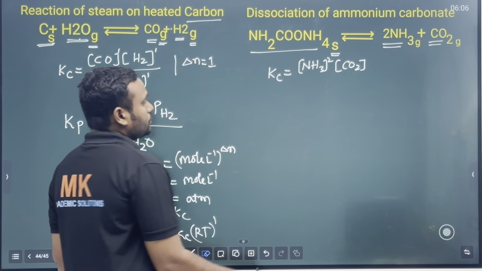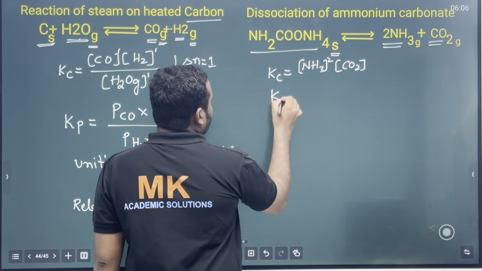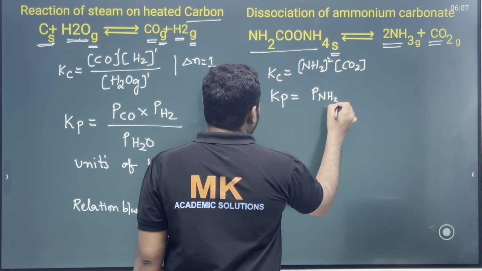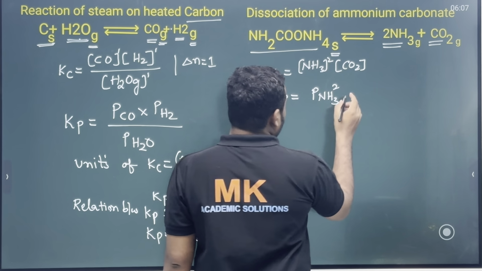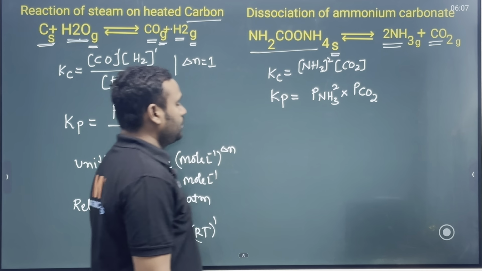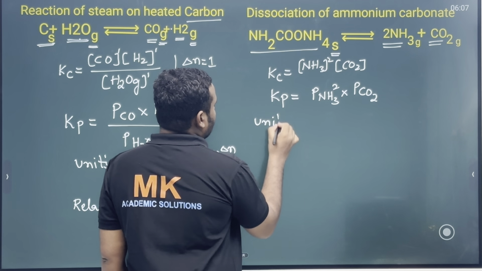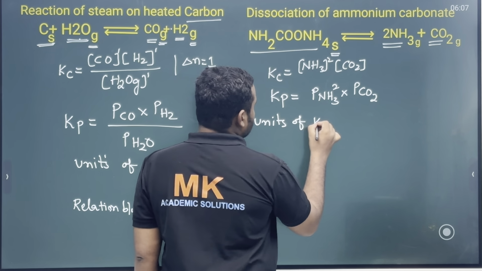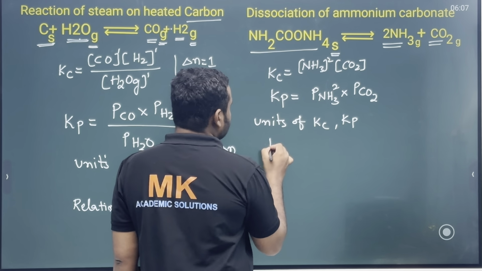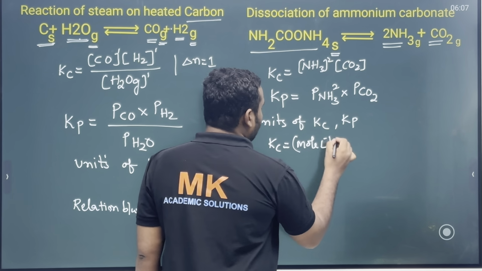Right, children. Next, the Kp expression. What is the Kp expression here? You see, Kp is equal to partial pressure of NH3 squared into partial pressure of CO2. Partial pressure of CO2. Next, units. What are the units of Kc and Kp? So here Kc units are what? Kc is equal to moles per liter to the power delta n.